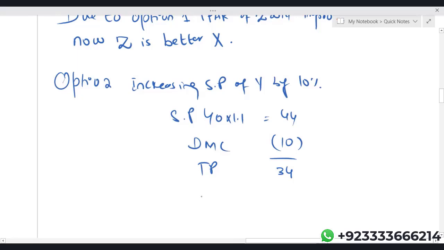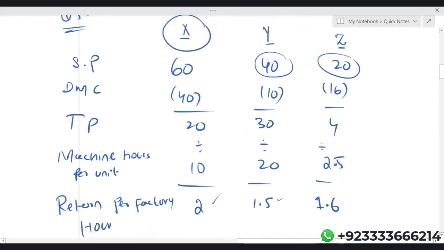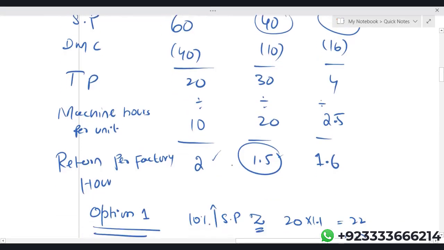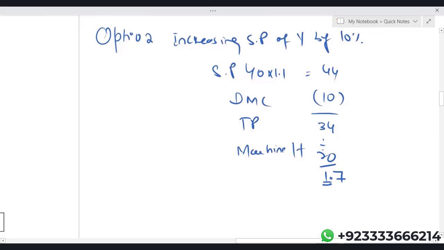And machine hour, bottleneck is 20. So 34 divided by 20, I'm getting 1.7. If this is the case, then obviously there's no benefit at all. Why? If Y is going to have a return per factory hour of 1.7 instead of 1.5, still I'll go with X because X is having a higher return per factory hour. So even if we implement option 2, this is not going to improve throughput accounting ratio.